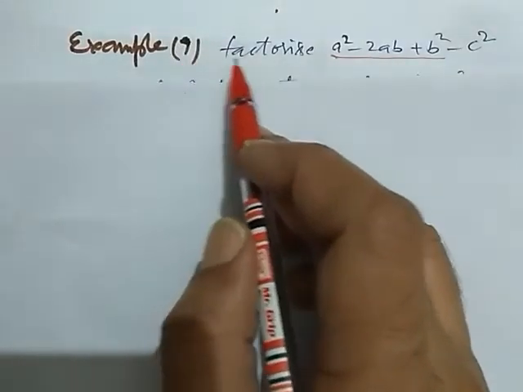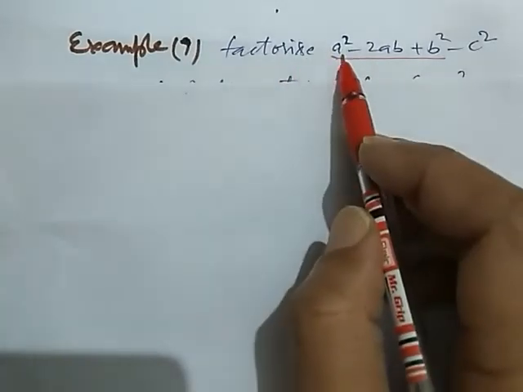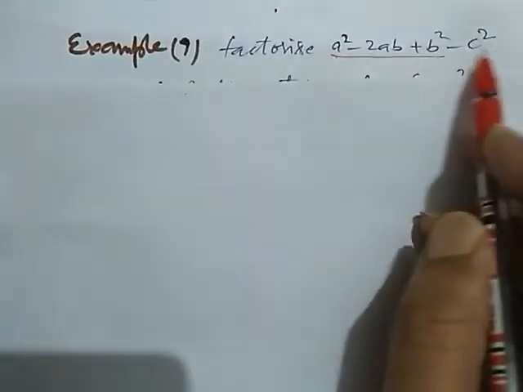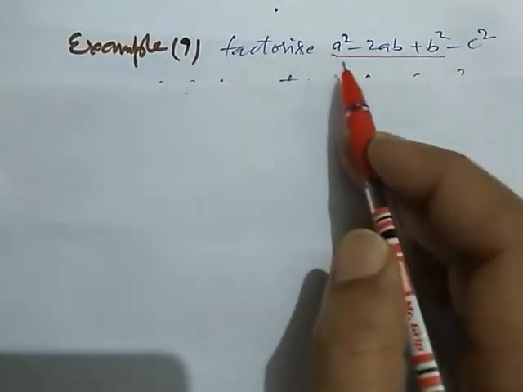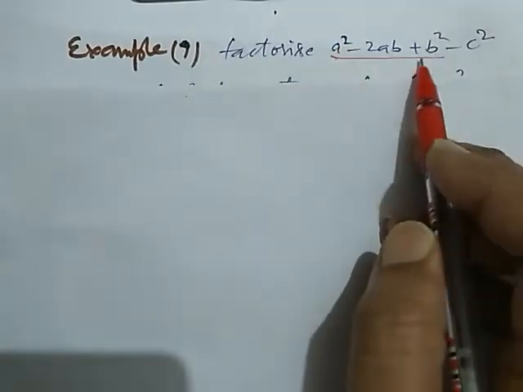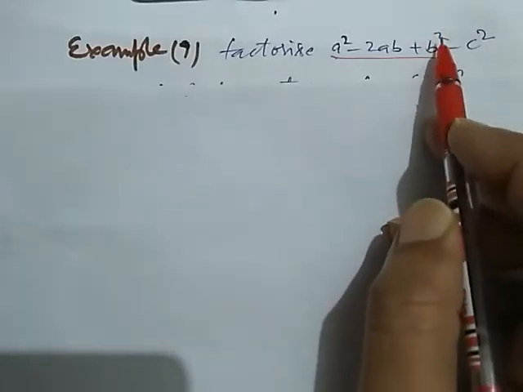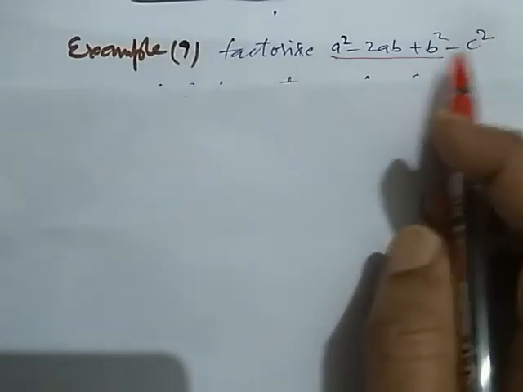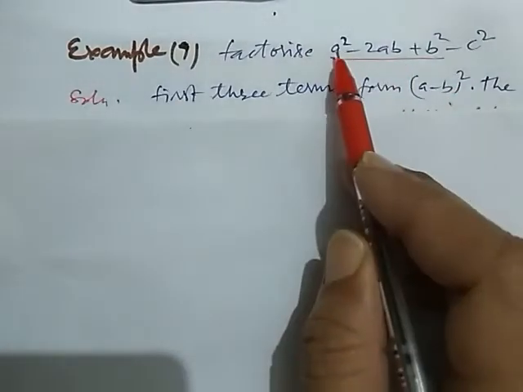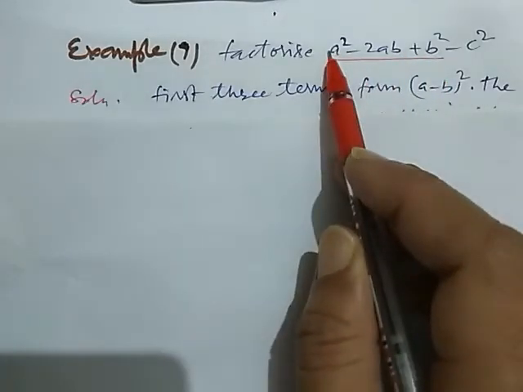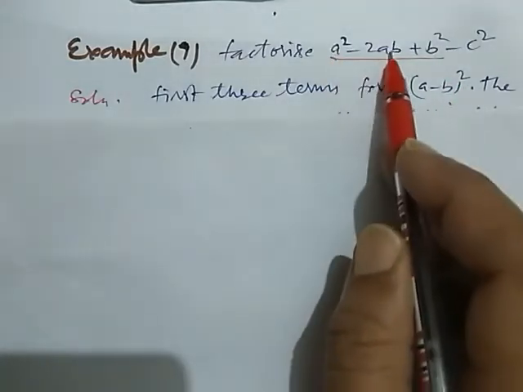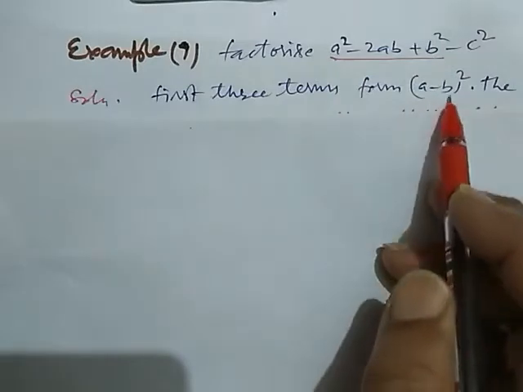Now we take one more example. Factorize a square minus twice ab plus b square minus c square. Here there are 4 terms, but here we can see a can be a square, that is the whole square term. b can be b square, so b is also a whole square term. c is also a whole square term. So the first 3 terms form a minus b whole square. When we operate a minus b whole square, we get a square minus twice ab plus b square. So this can be written as a minus b whole square.